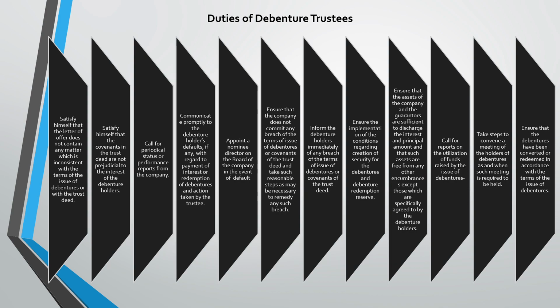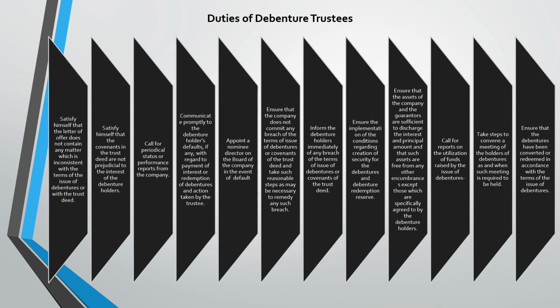Next, we are going to see about the duties of the debenture trustees. The letter of offer may contain the terms of the issue. The debenture trustee should verify whether the terms are consistent with the terms of the issue. It shouldn't have any inconsistent terms. There shouldn't be any inconsistency in the terms of the issue. And a debenture trust deed will be executed, which will be seen in the coming slides.